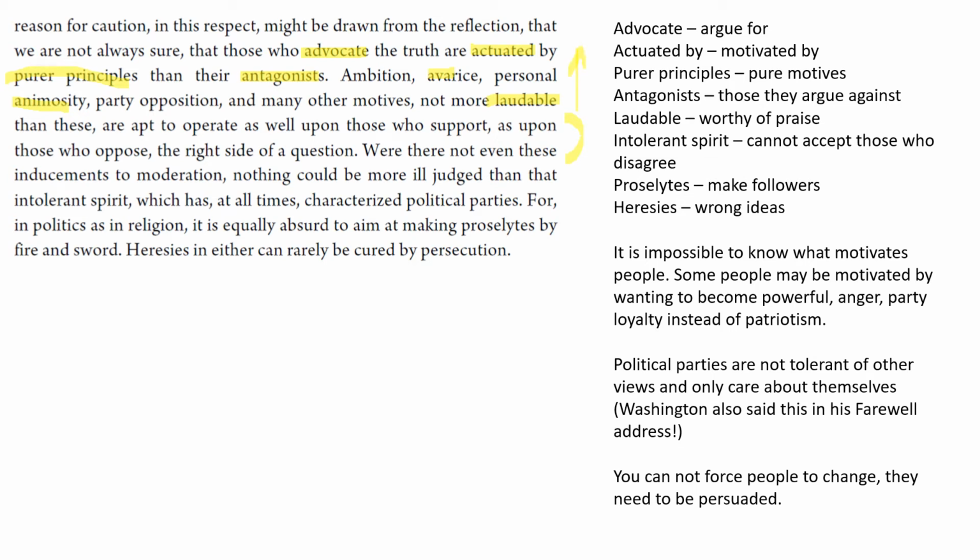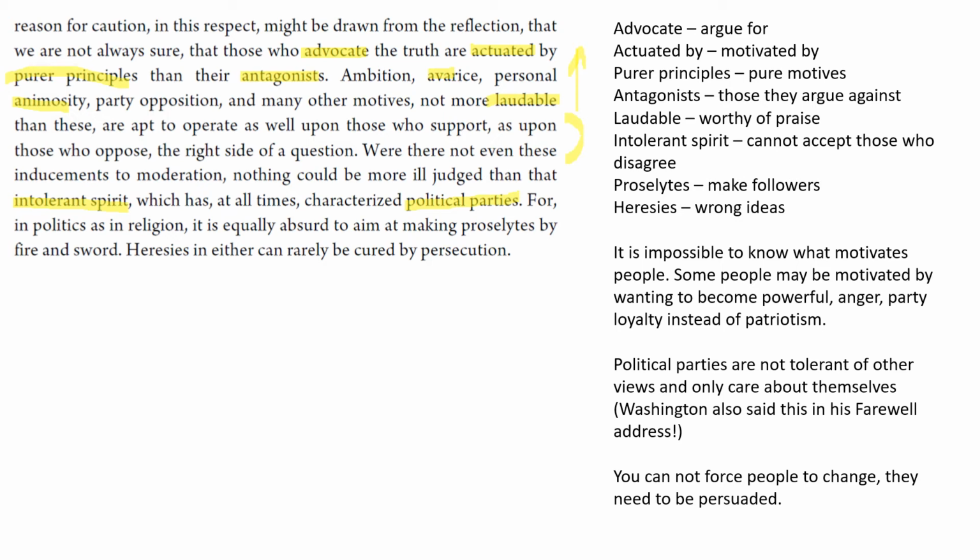Were there not even these inducements to moderation, nothing could be more ill-judged than that intolerant spirit, not accepting others, which has at all times characterized political parties. So political parties are exclusive. They do not want to see the other point of view. They always think they are right and the others are wrong.